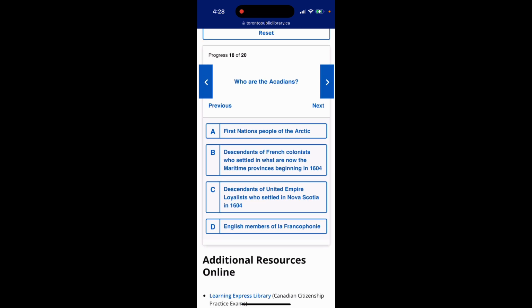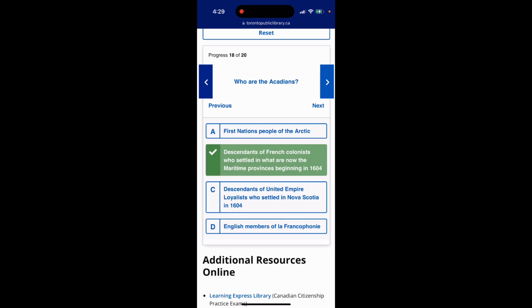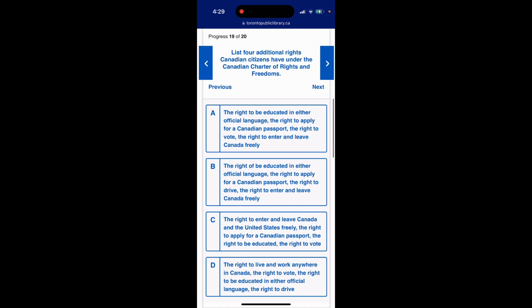Question 18. Who are the Acadians? Option A, First Nations people of the Arctic. Option B, descendants of French colonists who settled in what are now the Maritime provinces beginning in 1604. Option C, descendants of the United Empire Loyalists who settled in Nova Scotia in 1604. Option D, English members of La Francophonie. The answer is option B, descendants of French colonists who settled in what are now the Maritime provinces beginning in 1604.